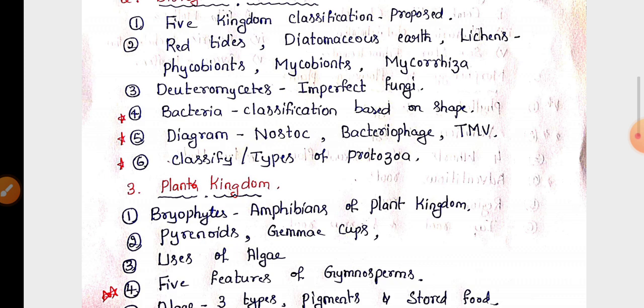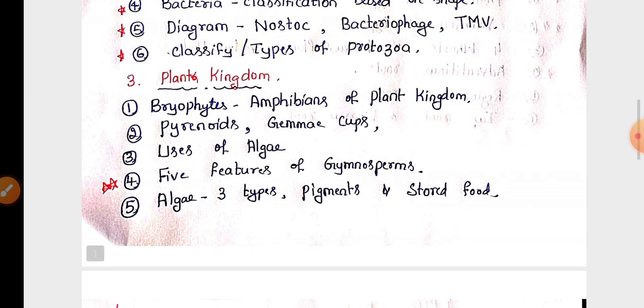So the third chapter is Plant Kingdom. From this chapter they may ask the features of bryophytes, or why bryophytes are called the amphibians of the plant kingdom. Definitions of terms like pyrenoids, gemmacups, uses of algae is very important, and any 5 features of gymnosperms also they may ask. Then the 3 types of algae, the different types of pigments present in them, and the stored food in them.